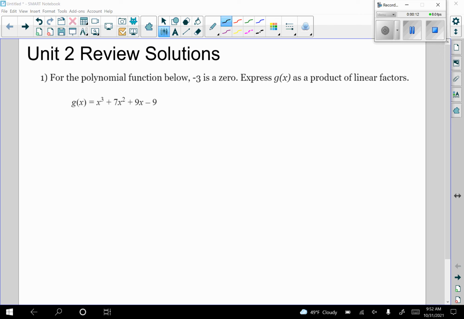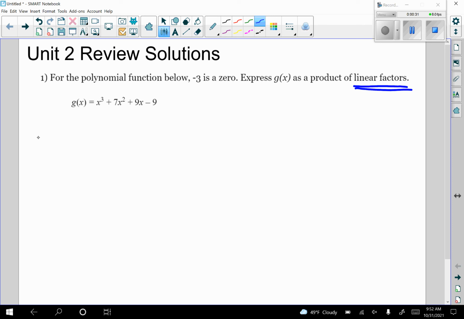So for this question, we're given a polynomial function g of x. We're also given that -3 is a 0, so that's sort of our starting point. And then we need to express g of x as a product of linear factors. So that means we want to factor this polynomial completely, and synthetic division is what's going to help us.